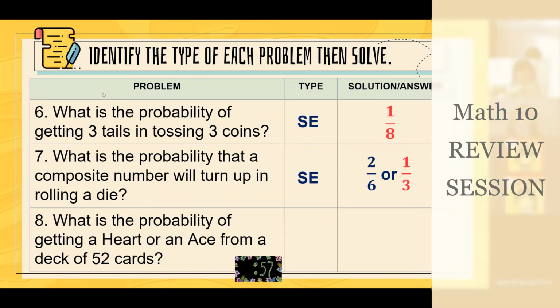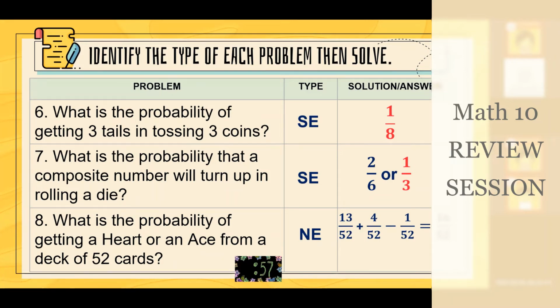Let me go back to Enzo. What type of problem is number 8? Non-mutually exclusive events because you can see common. Yes, it's correct. Next, so your answer, Enzo? 1/4. 1/4 nga ba? Sige, let's check. How many hearts in all? 13. Agree with 13? Thumbs up. There are 13 hearts.